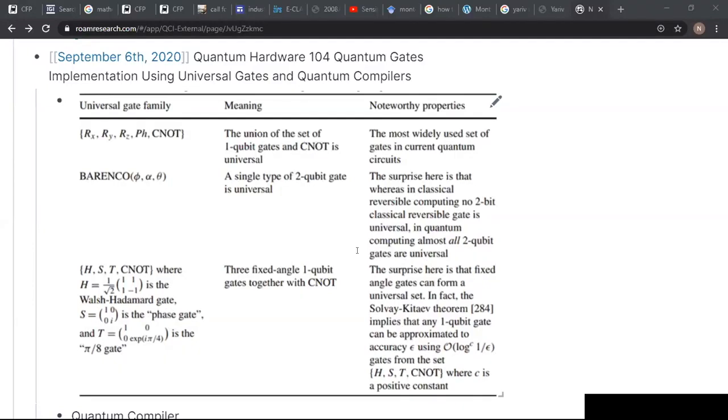gates, a universal gate family. What a universal gate family means is that whichever gate operation you do, you can have that gate operation with combinations of the gates in the family set, the universal family set. And then you have the quantum computing universal gate family, which is nothing but the CNOT and the rotational gates, and the other families which are mentioned over here.